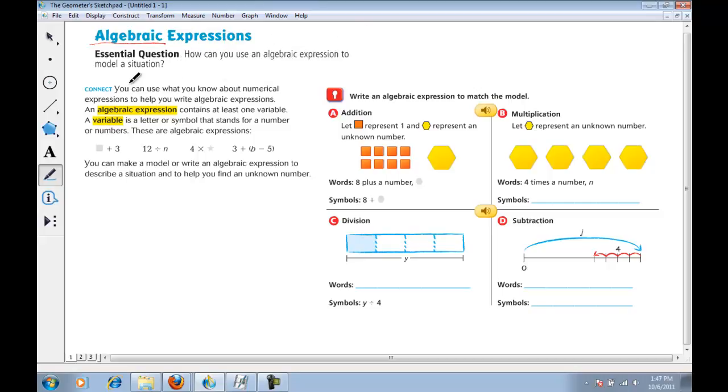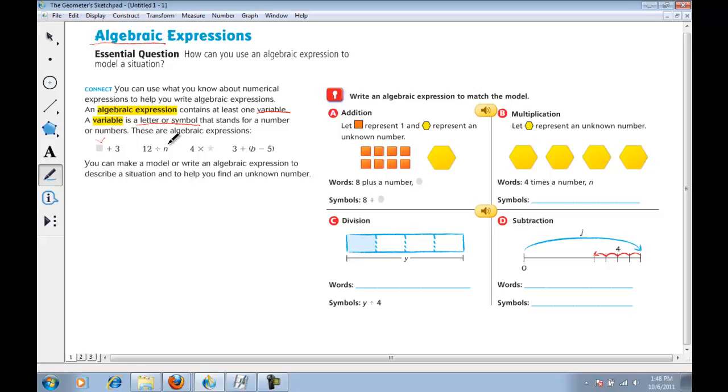Well, let's check this out. You can use what you know about numerical expressions to help you write algebraic expressions. An algebraic expression contains at least one variable. A variable is a letter or symbol that stands for a number or numbers. These are algebraic expressions. Square plus 3 or blank plus 3. This is the variable that stands for a value, an unknown value.